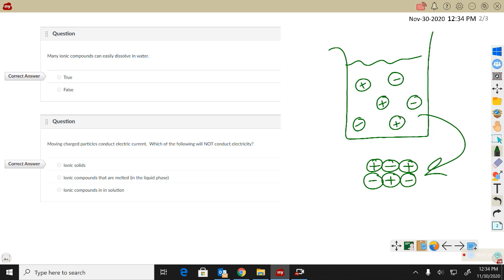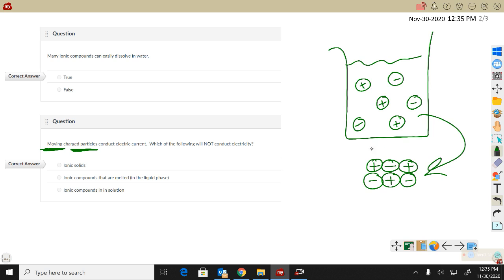In order to conduct electricity, you need moving charges. Key word may be that they have to be moving, and I guess charged as well. Okay, so which of these would not have moving charges? The answer is the ionic solid.